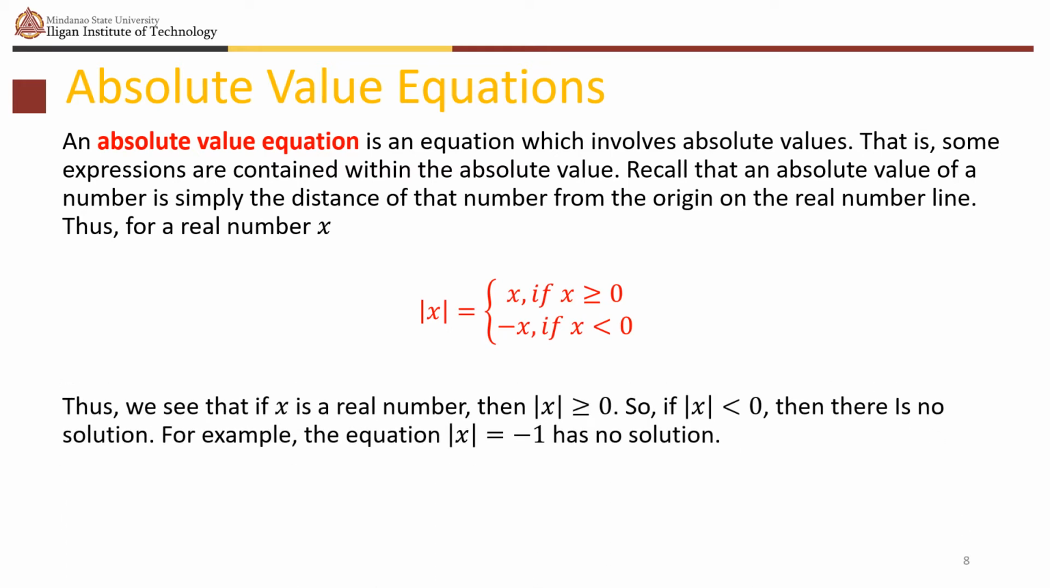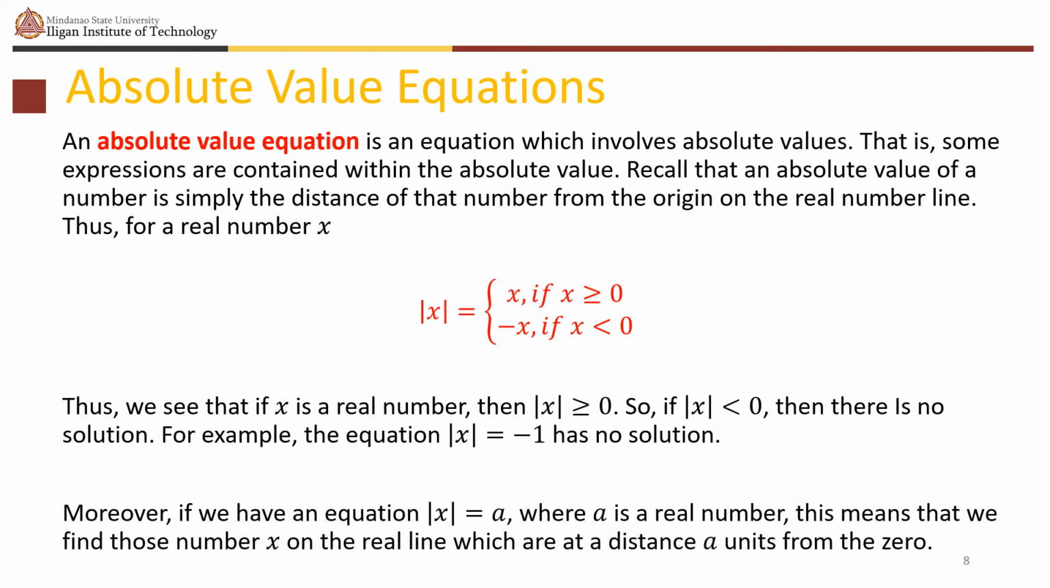Thus we see that if x is a real number, then the absolute value of x is always greater than or equal to 0. So if the right side is less than 0, then there is no solution. For example, the equation absolute value of x equals negative 1 has no solution. Moreover, if we have an equation absolute value of x equal to a, where a is a real number, this means that we find those numbers x on the real line which are at a distance of a units from 0.